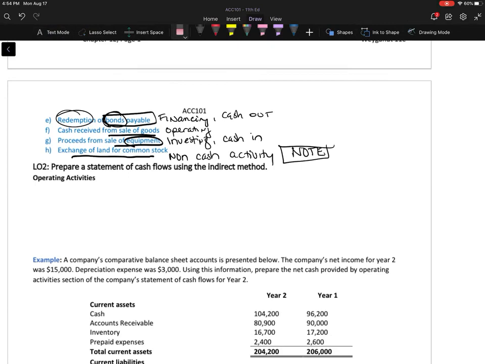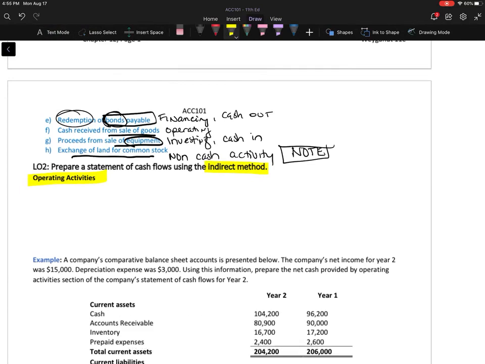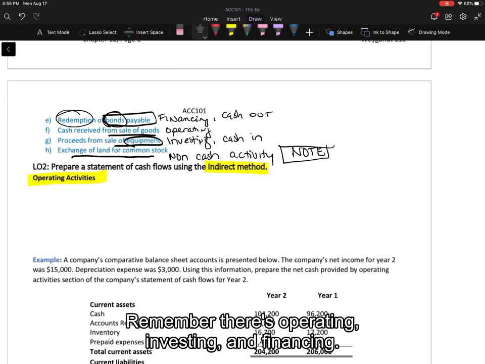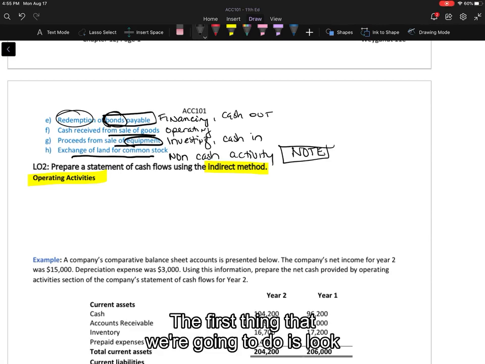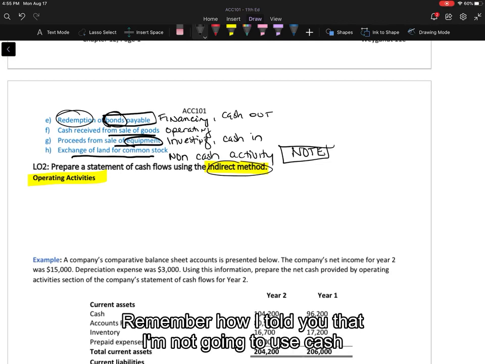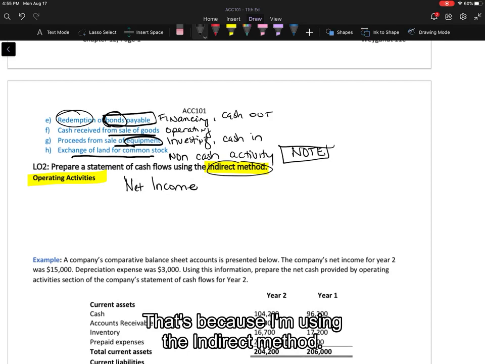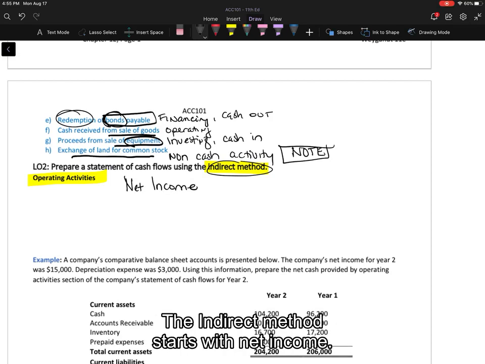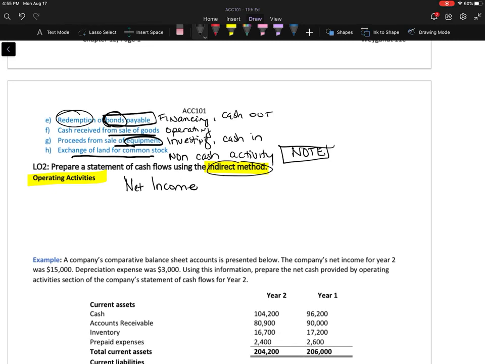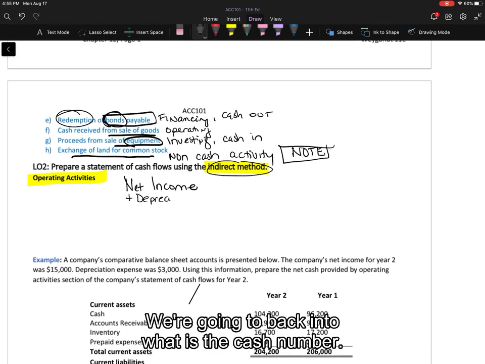All right. So there are two different ways to prepare the operating section. Okay, so remember there's operating, investing, and financing. The first thing that we're going to do is look at operating activities, and we're going to use the indirect method. So remember how I told you that I'm not going to use cash in or cash out for the operating activities. That's because I'm using the indirect method. The indirect method starts with net income, and net income has some numbers in there that are not cash in and cash out numbers. So we're going to back into what is the cash number.